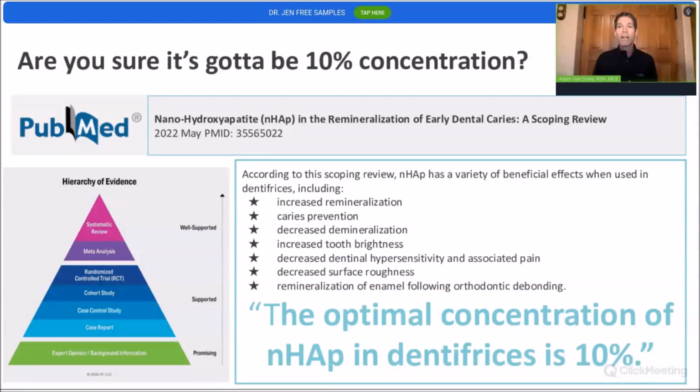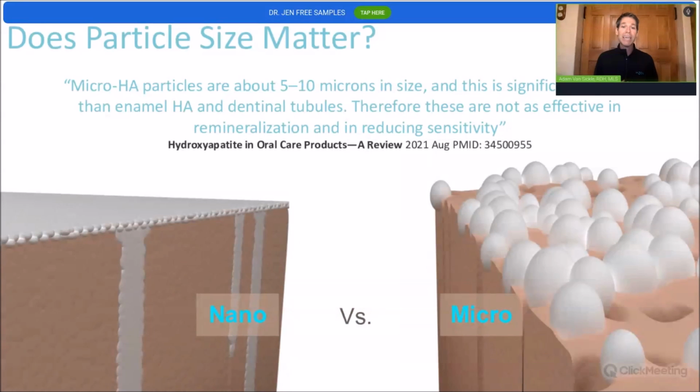So whether you are recommending Dr. Jen's to your patients or you're recommending another nano-hydroxyapatite toothpaste, make sure that it's in the 10% concentrations. Likewise, it has to be in the nanoparticle size. As I mentioned, you're not going to get the same benefits for subsurface remineralization or hypersensitivity relief from a hydroxyapatite or a micro-hydroxyapatite crystal. Unfortunately, a micro hydroxyapatite crystal is 1/5 the cost of a nano crystal.